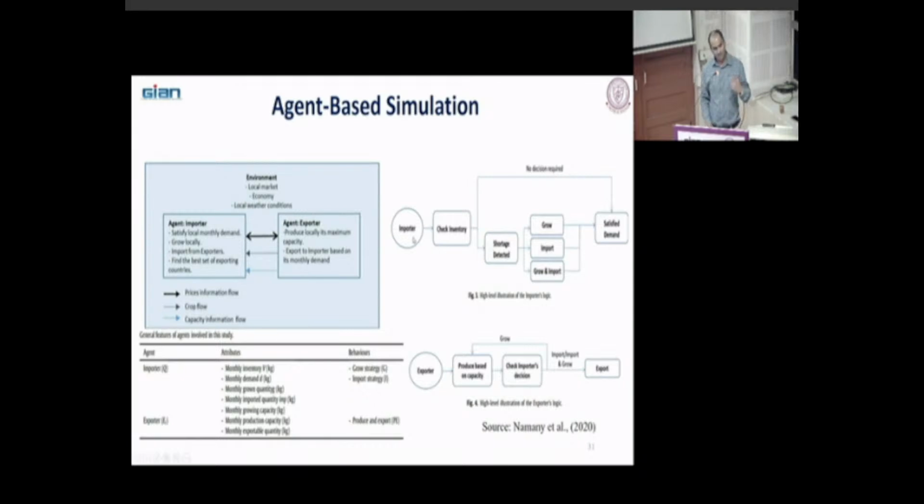Here, when the importer places an order, on that basis the exporter decides whether we have sufficient quantity or not, whether we need to grow additional food grain. So the exporter produces based on our capacity, checks the importer's decision, like a supplier's decision, and then decides whether you want to grow it or import. So that is an application. You can refer to this paper as well, Namnai. They explain this agent based simulation there.